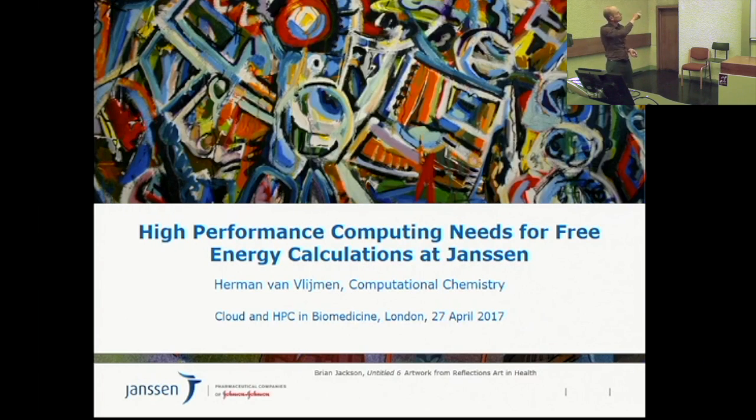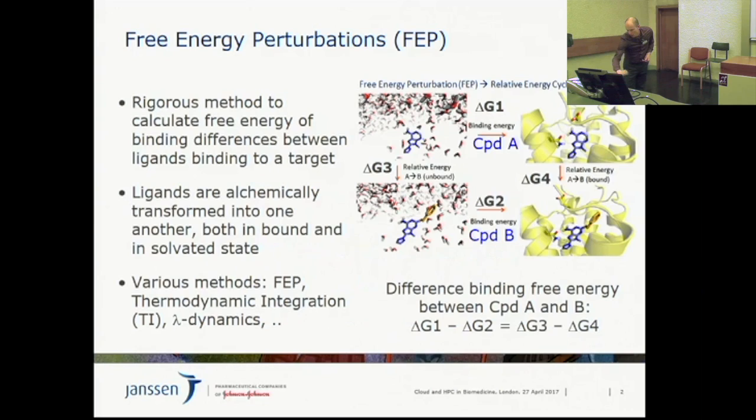So I work at Janssen, which is basically the name for all the pharmaceutical activities of Johnson & Johnson, which is, as you know, a worldwide healthcare company. And as Peter already mentioned, although it goes by different names, there is this method. One implementation of it is called free energy perturbation. There's something else that's called thermodynamic integration. But it's basically a rigorous method to calculate the free energy of binding difference between different ligands binding to a particular target, usually a protein.